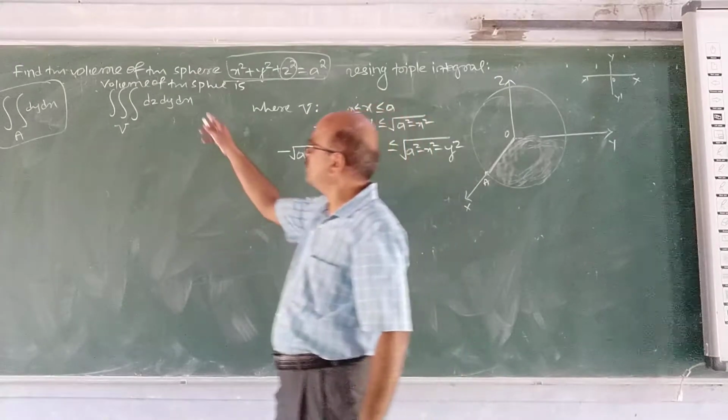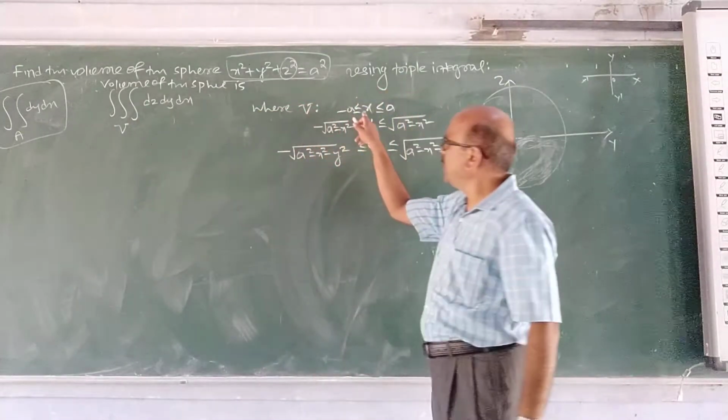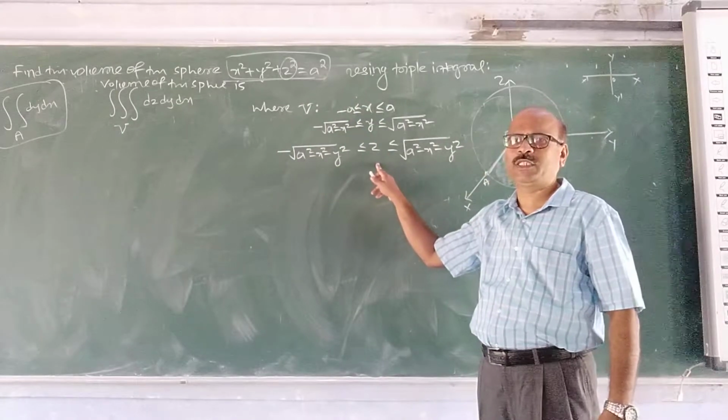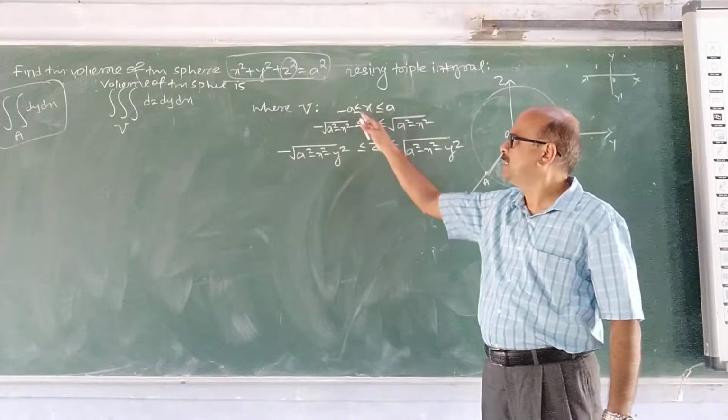So the required volume is the volume of the sphere, which is this. What is V? V is given by this. We express the region of integration in terms of inequalities satisfied by x, y, z.